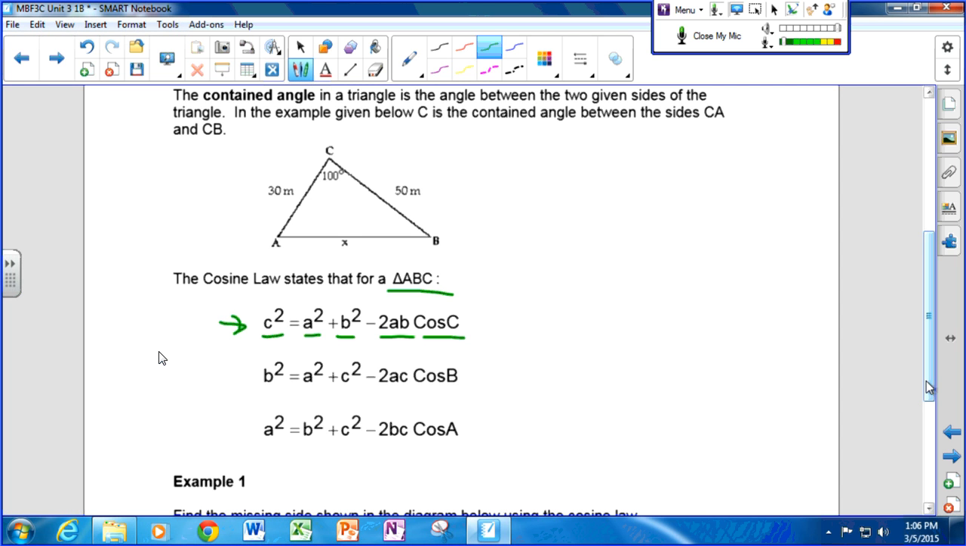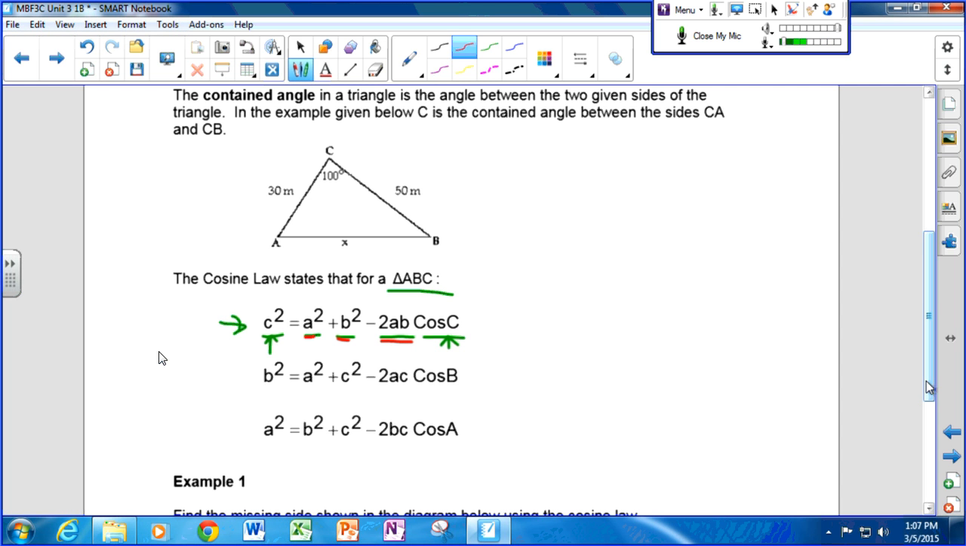The side you're trying to find only shows up on the left side, because that's what you're trying to find. The cosine of the angle opposite that side shows up in the formula. And the only other sides that show up are the sides that aren't the one you're trying to find, so a and b, the other two sides. So we have a squared plus b squared minus 2 times ab, which is 2 times the other two sides.